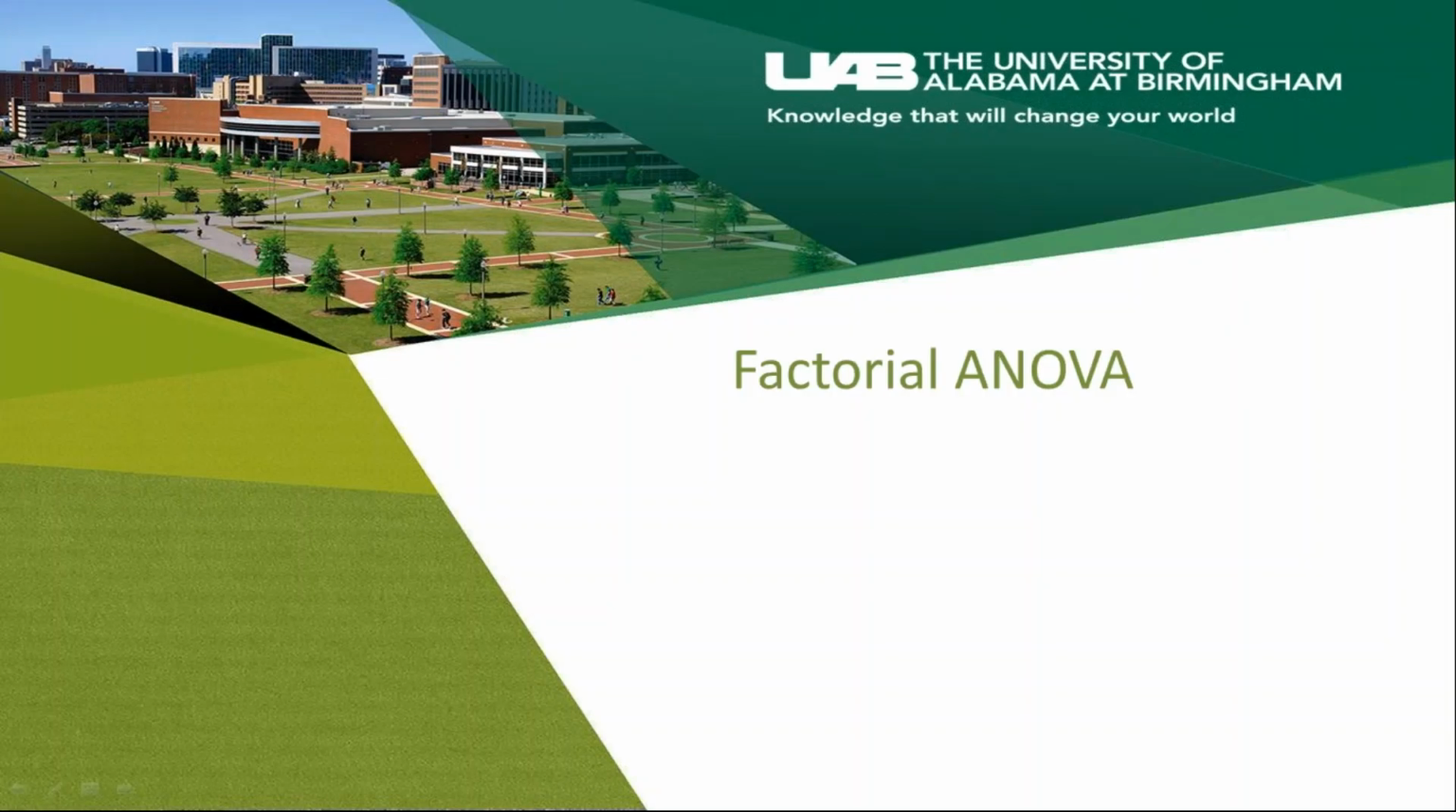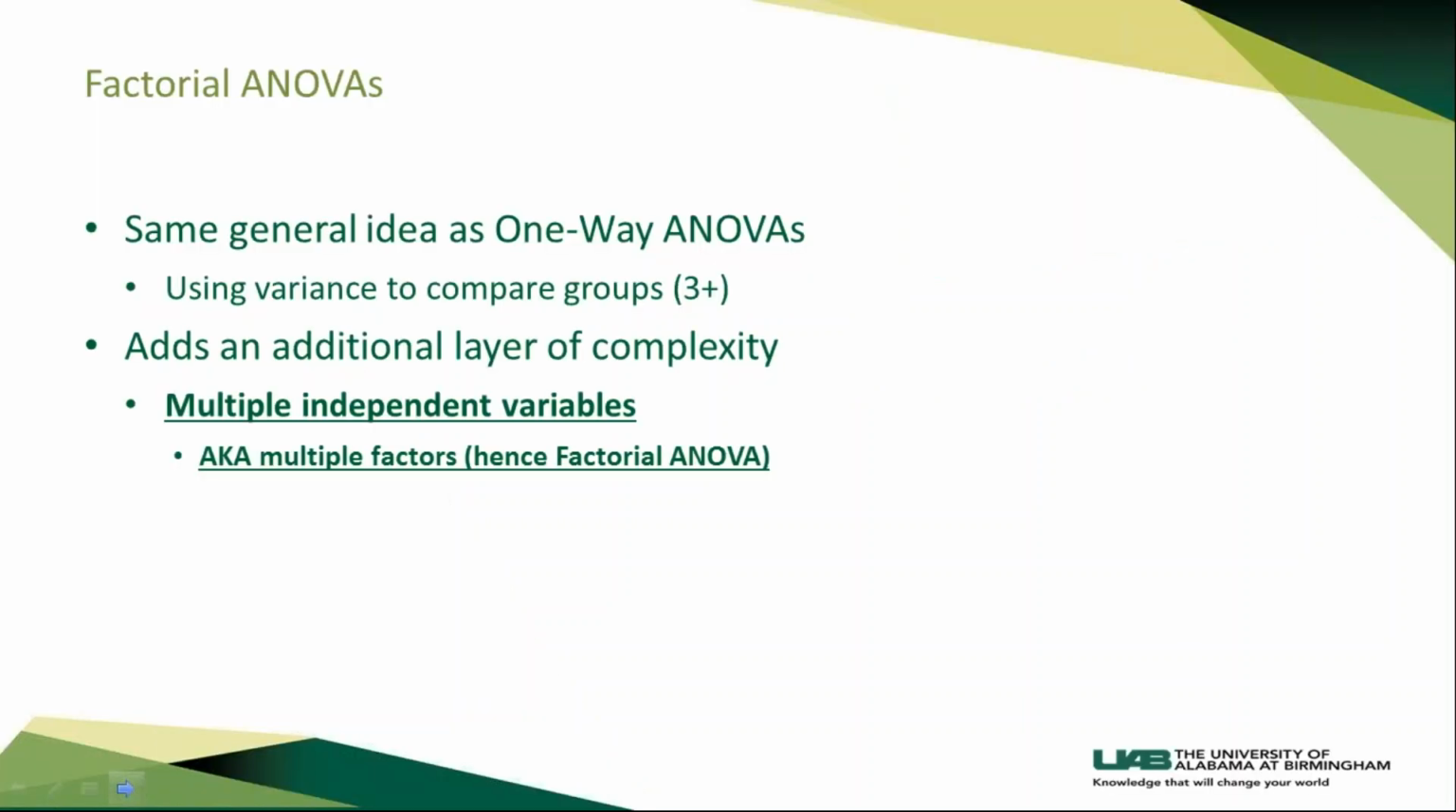Okay, so we will finish up by talking about factorial ANOVAs, and of course it will build upon what we've been doing. Now the general idea with a one-way ANOVA was that we were using variance to compare three or more groups, and that built upon what we did with t-test. Built upon it because we were now able to use three or more groups, but we still had one independent variable. So factorial ANOVAs add a layer of complexity because now we have multiple independent variables, or in ANOVA nomenclature, multiple factors, meaning factorial ANOVA.